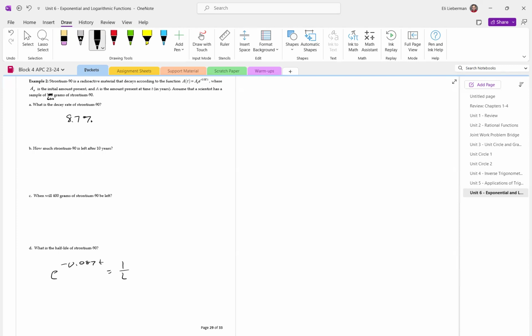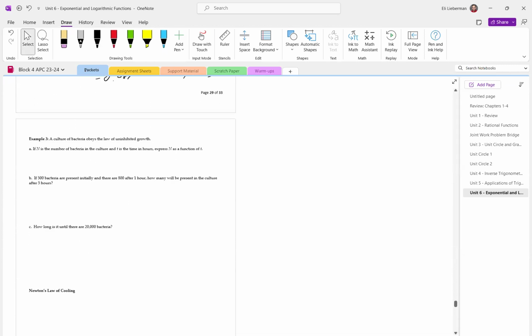Okay. And then what did you get from there? And then I just did T equals natural log of 1/2 over negative 0.087. And then that would be 7.97 years. Are we okay with this? Yeah. Is it okay to round to like a hundredth like that? For years? Yeah. Definitely. Radioactivity is decaying 24/7. Right? It does not sleep. Doesn't have a weekend.